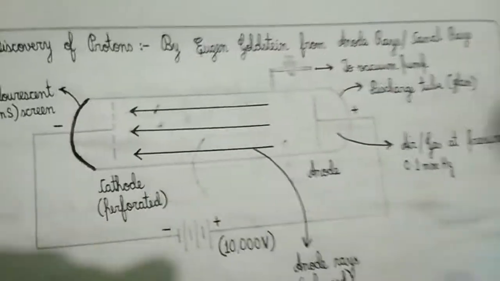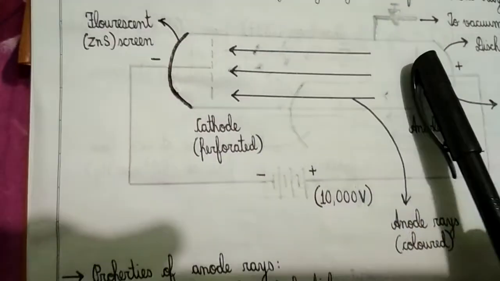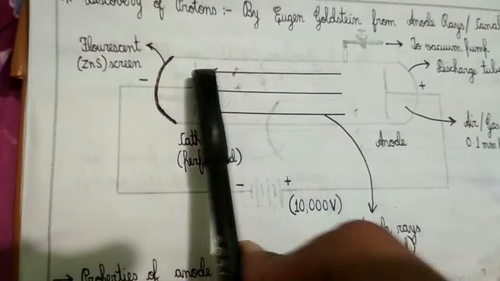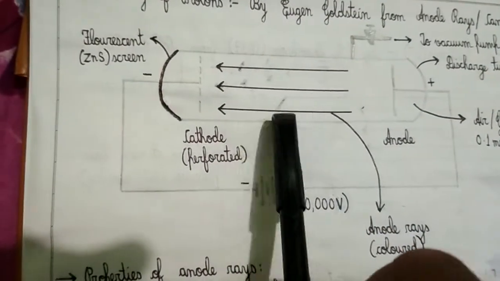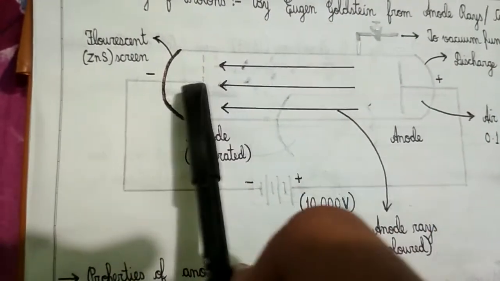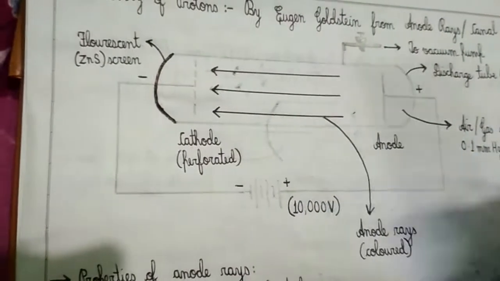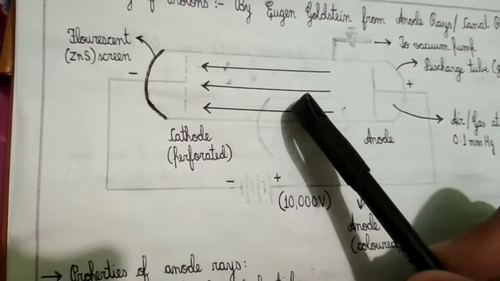So anode rays are not coming from the anode, they are just traveling towards the negative plate. And how do we know this? Due to these perforations, and we have the zinc sulfide fluorescent screen which is producing fluorescence. So in the same way we detected cathode rays, we detect anode rays as well.